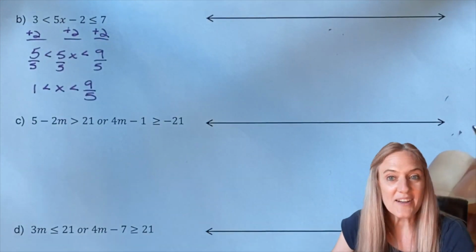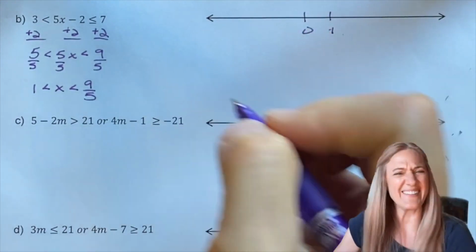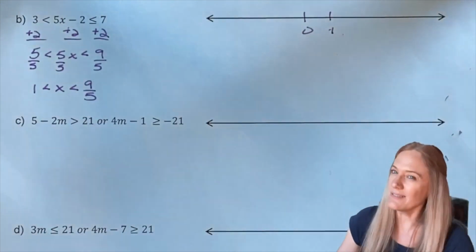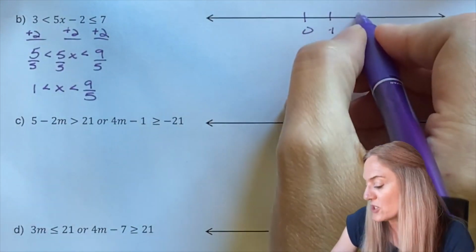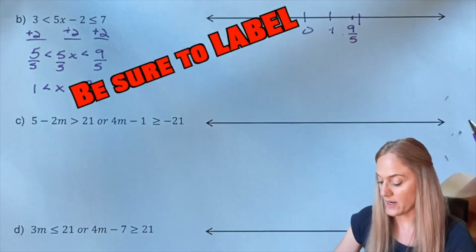Now we're going to go ahead and graph. So I'm going to put the 0, I'm going to put the 1. Oh my gosh, what about 9/5? Well, 1 4/5, it's a little less than 2. So I'll go ahead and put a 2, and then I'm going to kind of put a little mark and say 9/5 so I know which one I'm talking about.